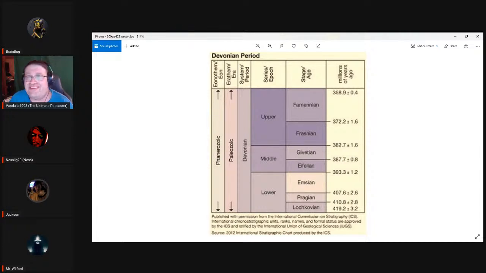Well, they still do that. Yeah, no, you can still break it down. If you go to Wikipedia, for instance, they will give you the index fossil associated with every epoch. Yeah, it's really cool.